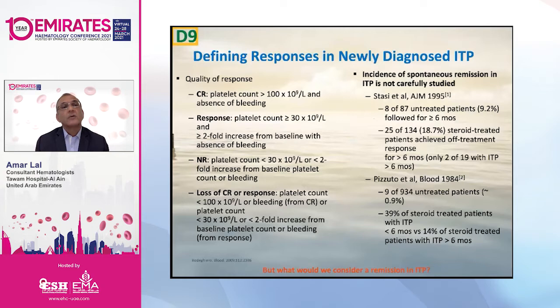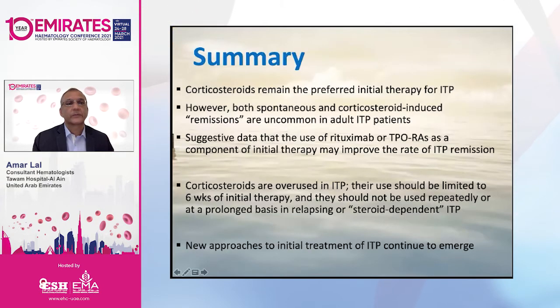So now, how to define response? CR means a platelet count of more than 100,000, and response means more than 30,000 platelets, or a twofold increase over the baseline. What about spontaneous remission with the steroid? For spontaneous remission, there is no clear data. It differs, but somewhere between 10 to 25% have been seen to have spontaneous remission, who are lucky enough.